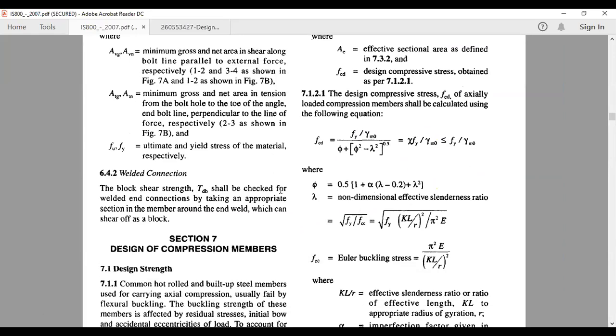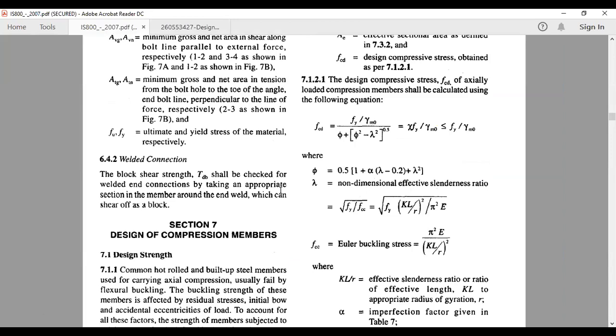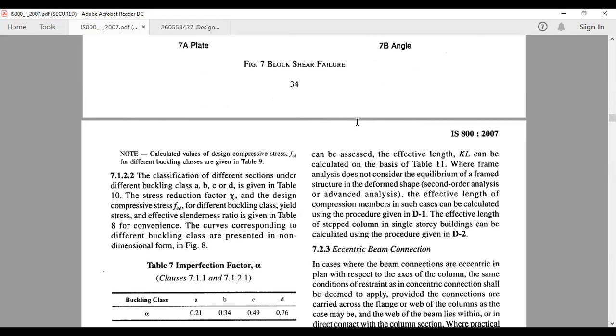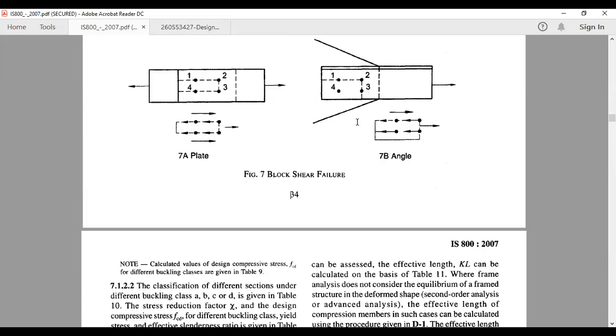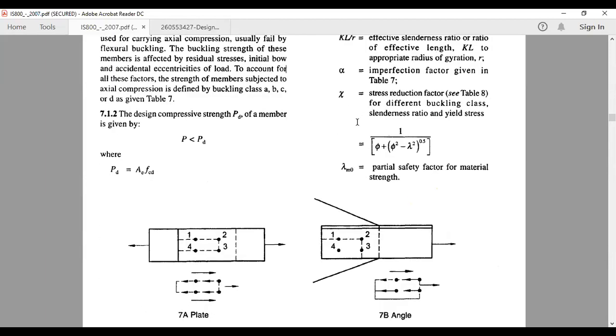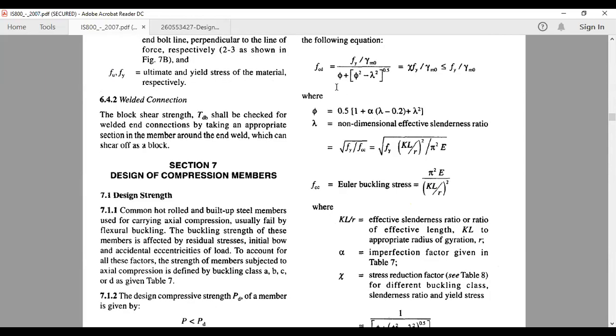Now in this truss we may have to design maybe 2 or 3 or more members under compression. So we will not use this expression every time. Instead, we'll follow the charts provided in this particular code, that is, tables 8 A B C D and 9 A B C D, wherein the value of the stress reduction factor was expressed, or directly the FCD was expressed.